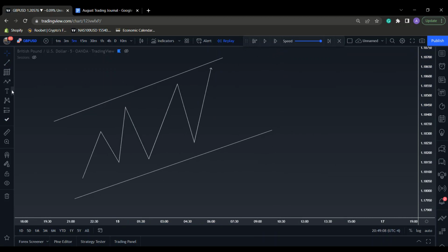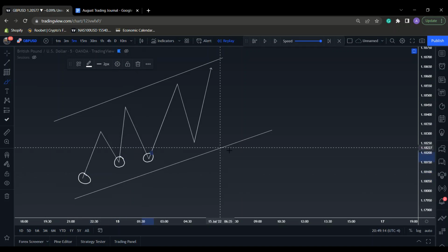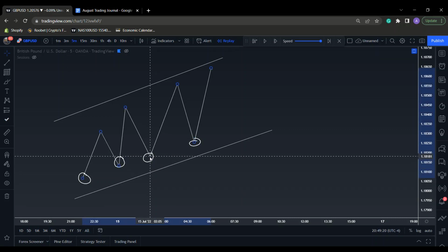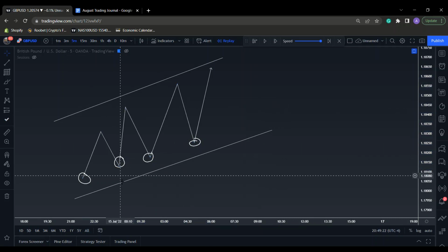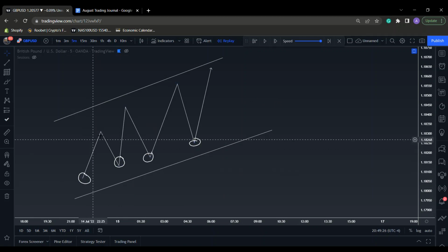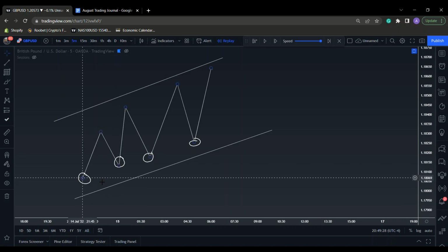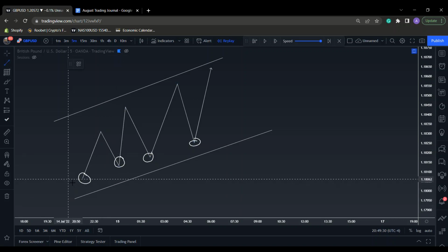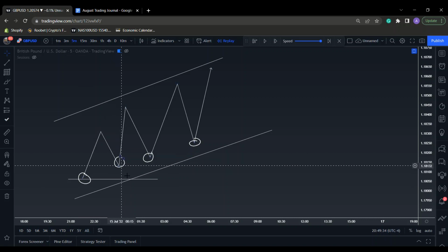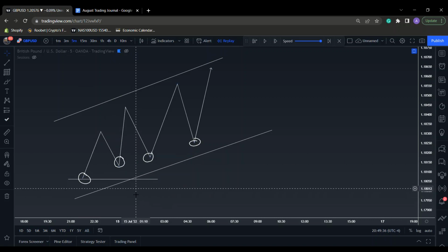Now the way I look at market structure, so I'm just going to use this brush. All of these right here are higher lows. I'm gonna make this a little lower. So price coming up, coming down. This is a low, a new low, which is higher than this one. So unless price breaks this point, this is still a higher low. If it breaks this point underneath here, then it's a lower low.